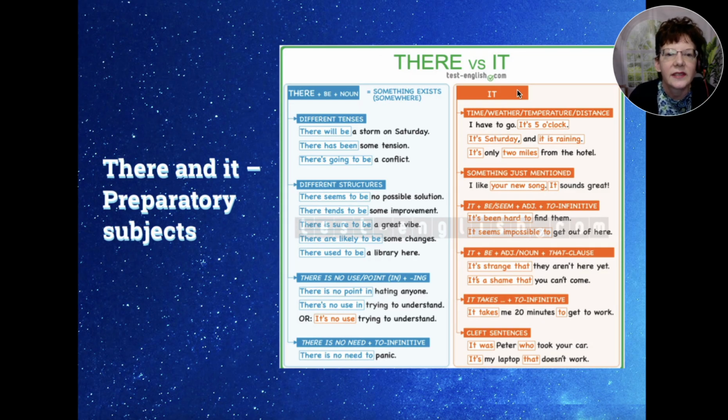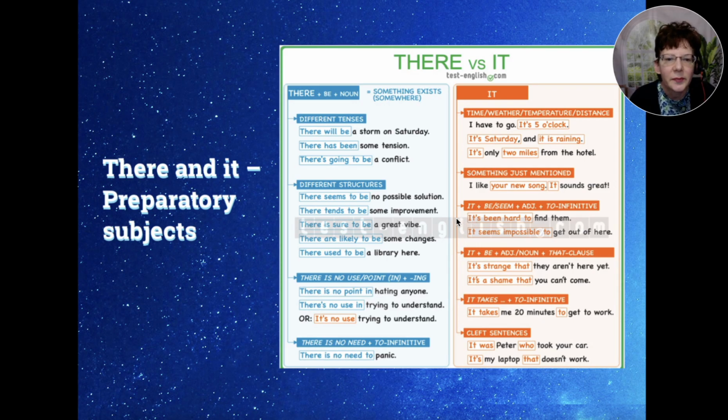Now about it, we can use these structures here for time, weather, temperature, or distance. For example, I have to go, it's 5 o'clock. Or it's Saturday and it is raining. And for distance, it's only 2 miles from the hotel. And it is also used for something just mentioned. For example, I like your new song. It sounds great. So talking about the song here.